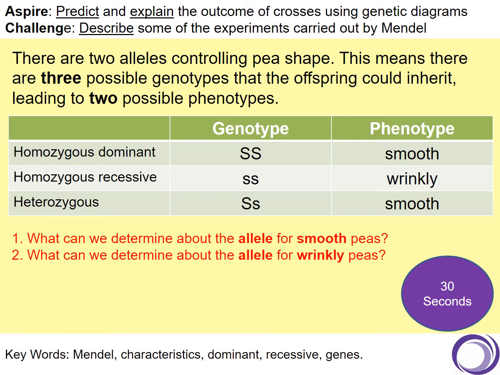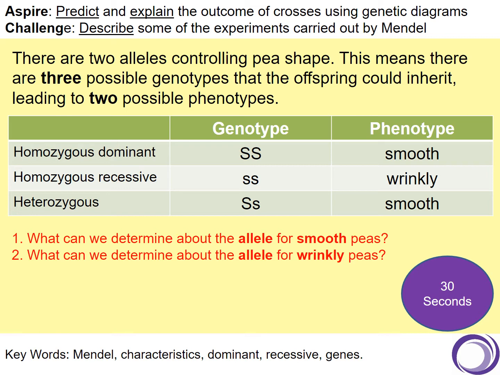Okay, so when we're talking about the pea shape, there are two alleles that control pea shape. So this means there are three possible genotypes that any offspring could inherit and two possible phenotypes that could be displayed. So as always, we can have homozygous dominant, homozygous recessive and heterozygous. In the example I've given you, I've used the letter S. So two capital S's for homozygous dominant and the phenotype for the pea plant will be smooth. Two lowercase s's, homozygous recessive, and the pea plant would be wrinkly. And if it was heterozygous, you'd have a capital S and a small s.